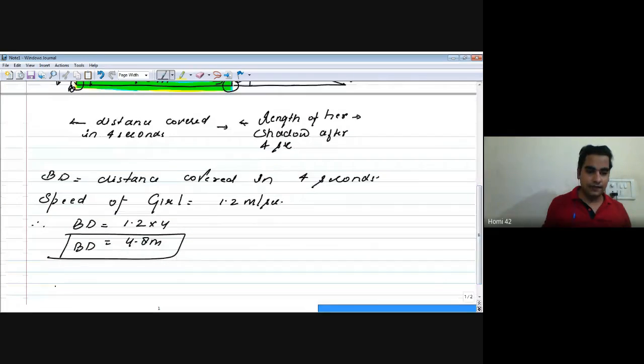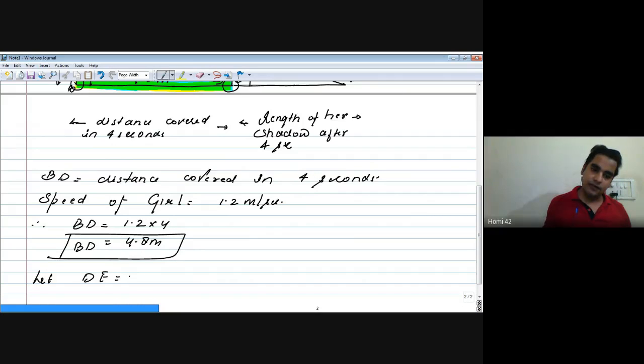So let DE is equal to X meter. And what does this DE represent? This DE represents the length of image after 4 seconds, right? So we need to find out this.